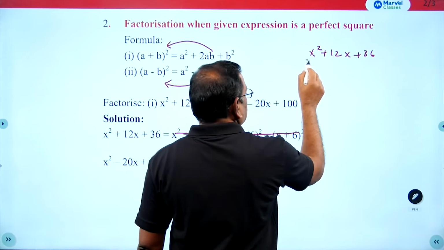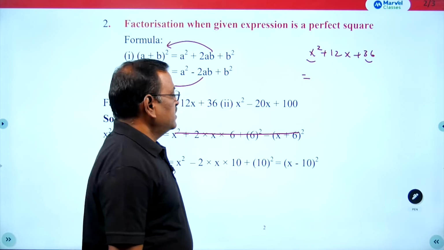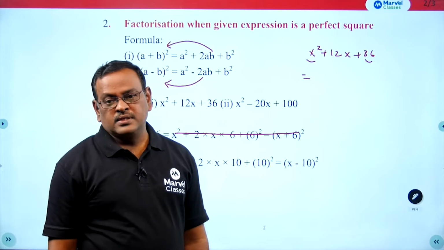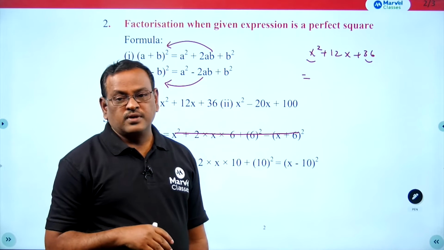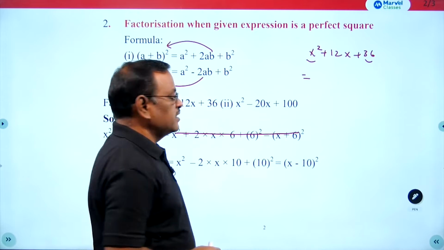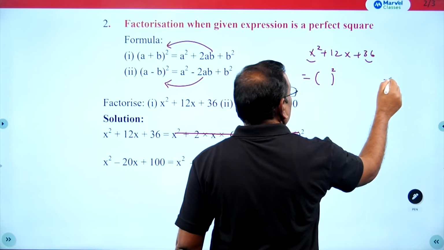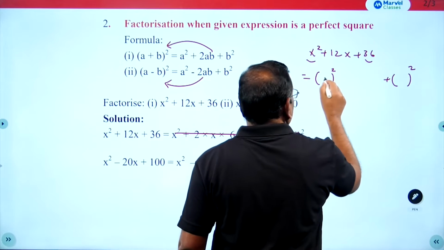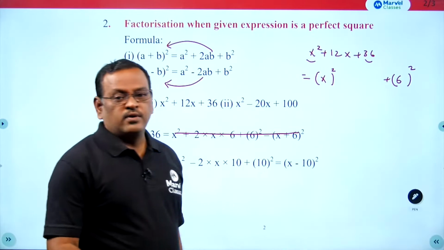Actually, look at this term 1 and term 3, both are square numbers. Whenever the first and third terms are square numbers, or out of 3 terms any 2 terms are square numbers, we can apply this identity in the reverse order. So you can write this as a square, here this is b square. So what is a? Here x, and what is this? This is 6 square. So a square, b square.